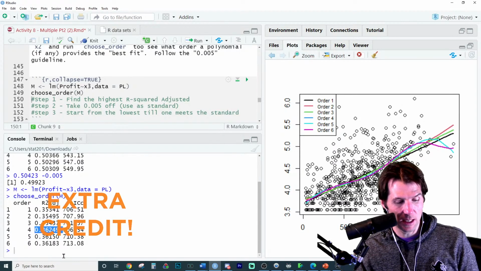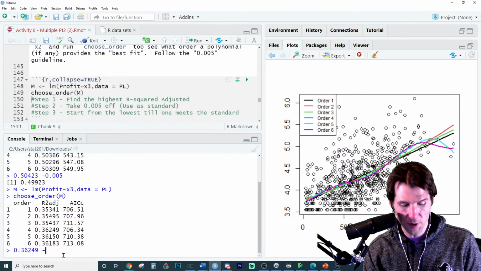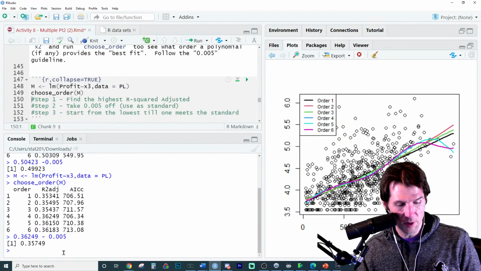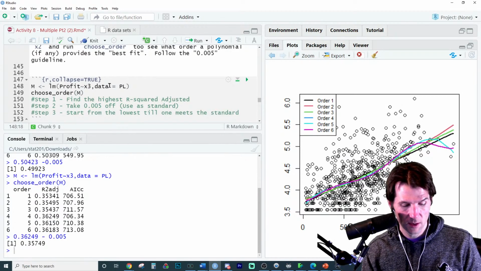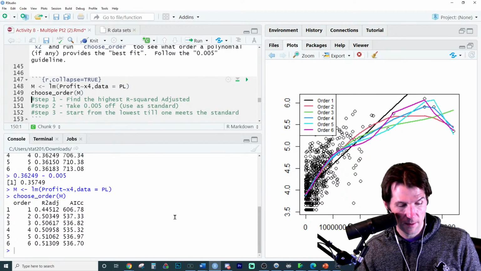So the highest is this. Step 1 complete. Step 2 complete. Is this higher? No. Is this higher? No. Is this higher? No. This is the answer. One more time, Peyton. See if you can do another one. Is this the one we just did? No, that's a different one, right?